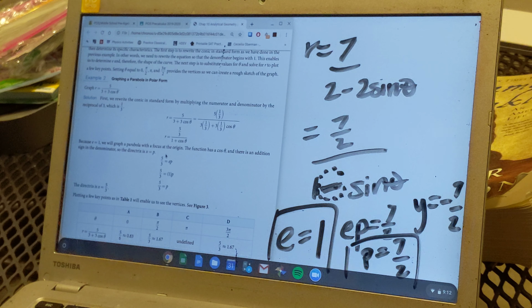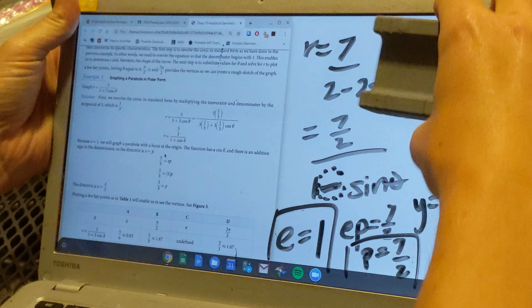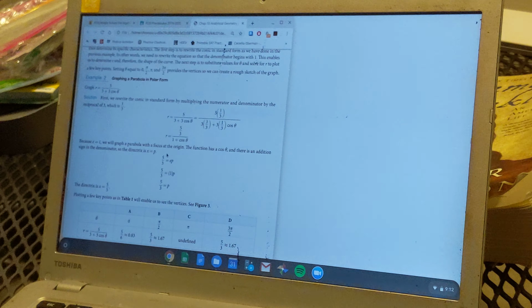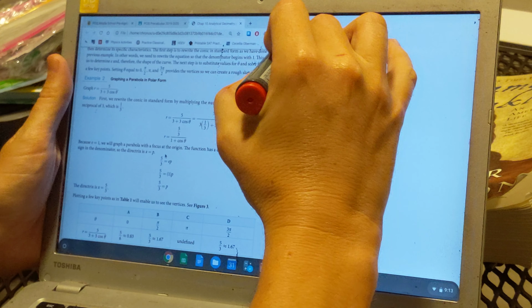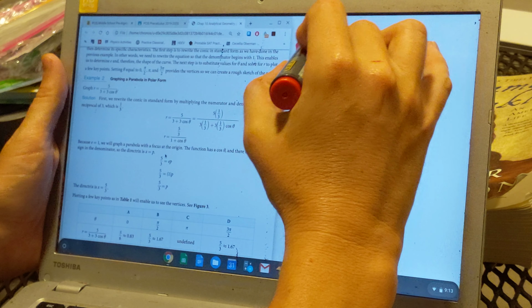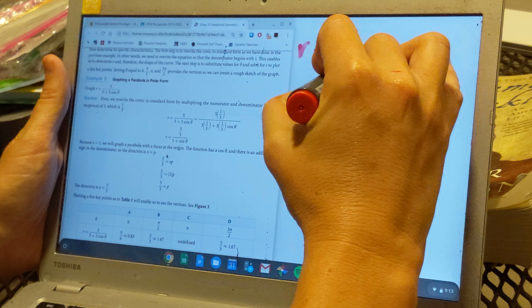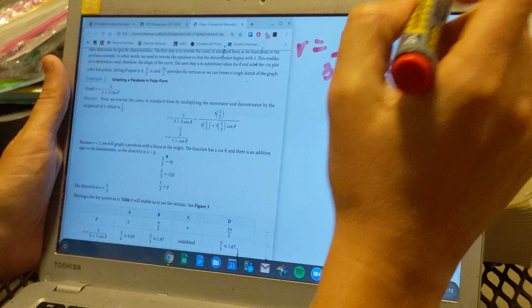Here is example 2. All we're going to do now is take this one step further and actually graph it. So let's play around with this and see how we do. You'll get a lot of practice on this in just a bit. Okay, so exact same thing as last time. We have our r value is 5 over 3 plus 3 cosine theta.